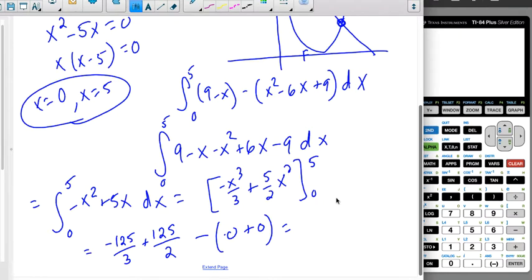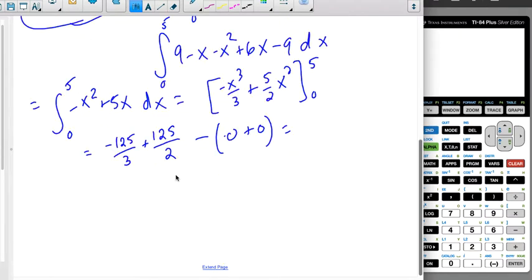So honestly, you don't have to do this, but I'm going to argue the fastest way to do this problem is to factor out a GCF of 125. If you factor out a 125, you're going to get a negative third plus a half, which are pretty easy fractions to add.